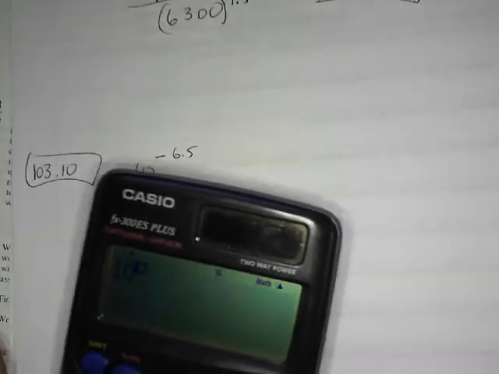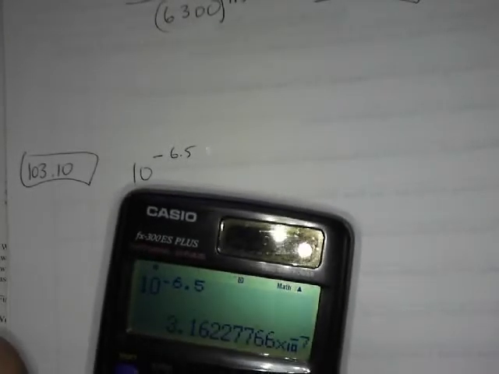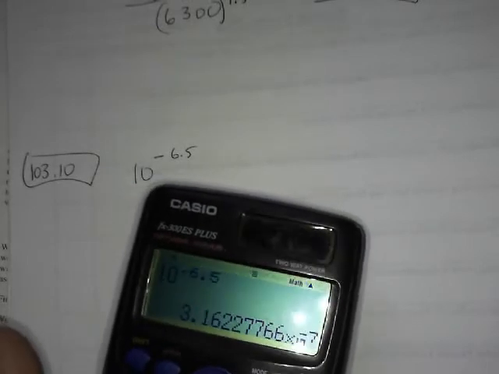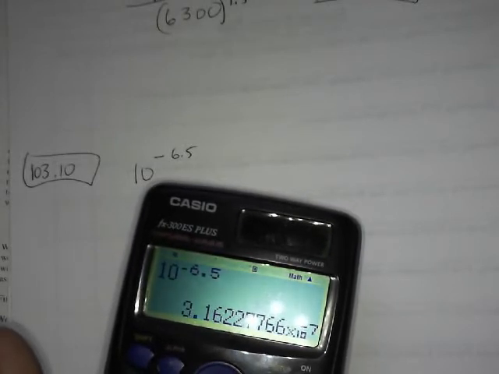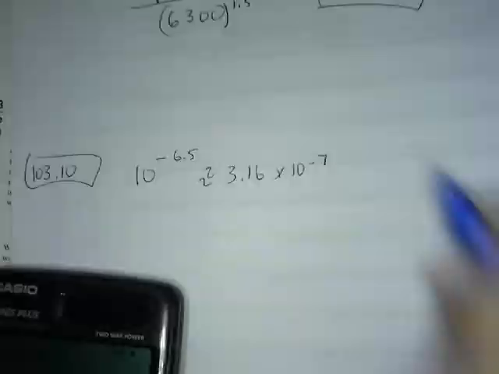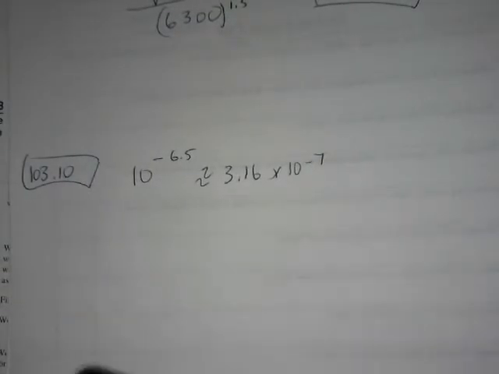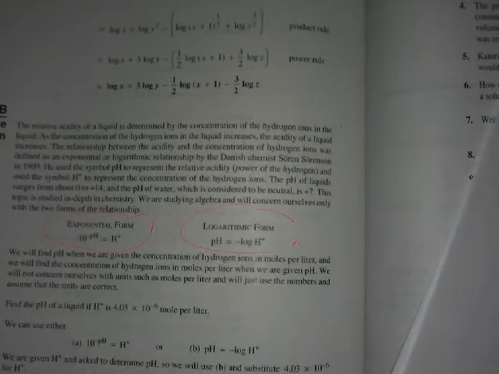So 10 raised to the negative 6.5. And I got 3.16 times 10 to the negative 7th. Let's see how they rounded in your book. Yeah, they just call it 3.16. So that's 3.16 times 10 to the negative 7th, like that. Okay? Okay, that's kind of it for lesson 103.